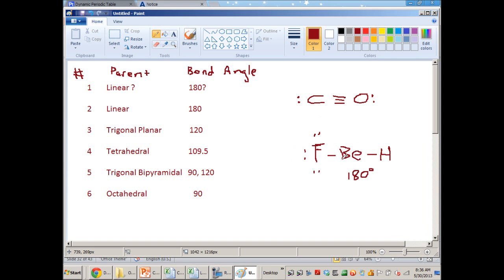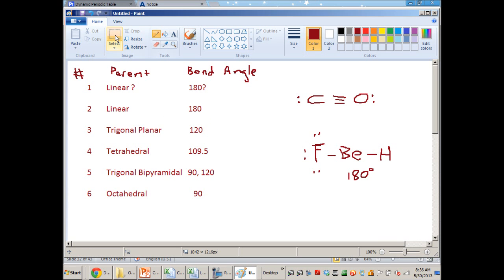So they're not going to change the number of places I find electrons around the beryllium. I'm only concerned about the coordination sphere, things that are bonded to the beryllium, things that are occupying orbitals in that beryllium, not things that are happening elsewhere in the molecule. So this doesn't change it. So that would still be linear. It would be 180 degrees.